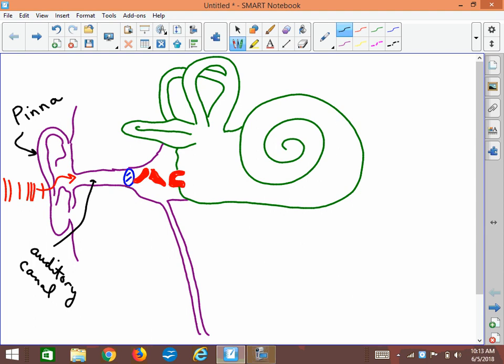Now, some of the parts of the ear have Latin names and English names. So I'm gonna write them both. I don't really care which one you use, because this is physics. We want to understand how the ear works. If you want to memorize the Latin names, go ahead. If you want to memorize the English names, go ahead. This little blue guy, let's go down here and write the eardrum.